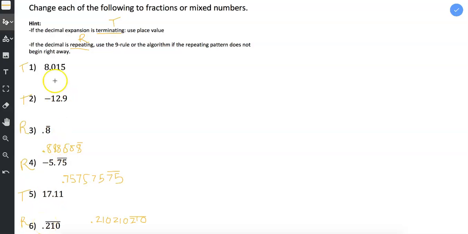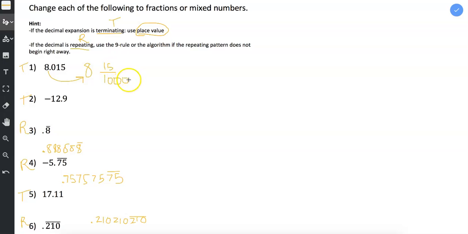Let's do these problems in order. So let's look first at this terminating decimal. The first thing I'm going to do is record the 8 in front, and then I'm going to take the 15, and since this is a terminating decimal, we're going to be using place value to change this to a fraction. So I count tenths, hundredths, thousandths, and I place 15 over 1,000.